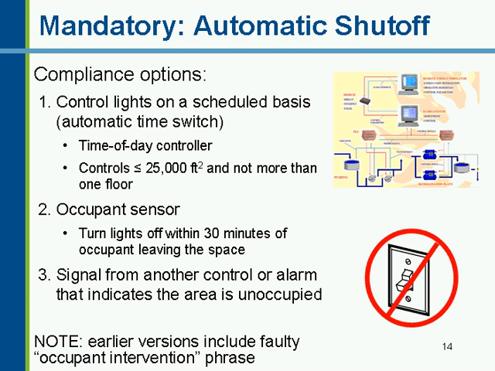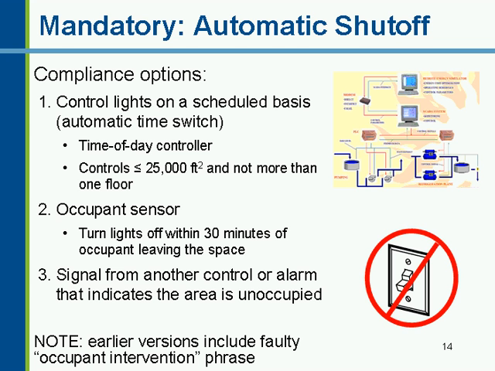A second way to comply with this requirement is with an occupancy sensor. Any occupancy sensor that turns off the lights within 30 minutes of the occupant leaving the space is allowed. And you can, again, mix and match this with the first compliance option. So you could have a scheduled basis for some areas of the building, and then for others where you want perhaps more individual control, you can have occupancy sensors in those areas.